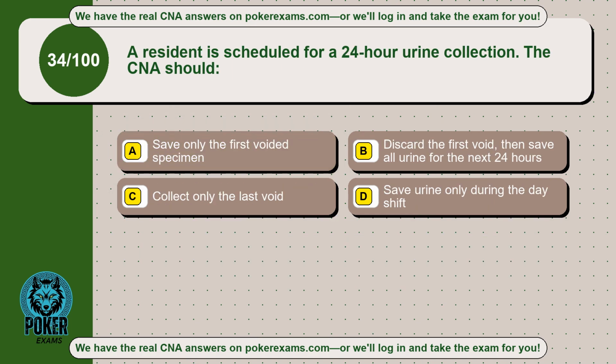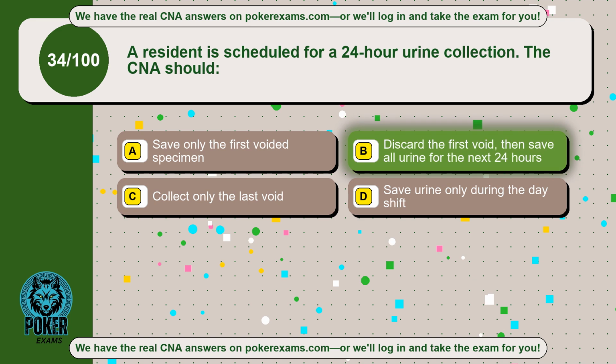Question 34. A resident is scheduled for a 24-hour urine collection. The CNA should: Option A. Save only the first voided specimen. Option B. Discard the first void, then save all urine for the next 24 hours. Option C. Collect only the last void. Option D. Save urine only during the day shift.